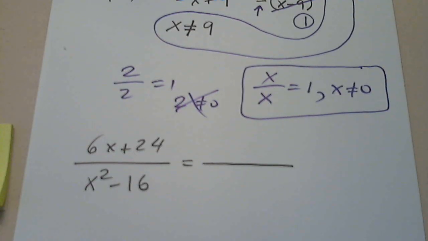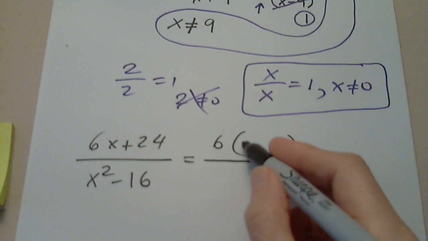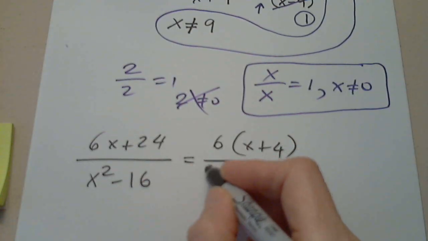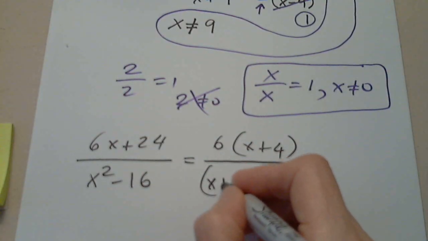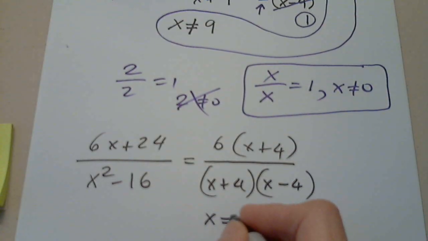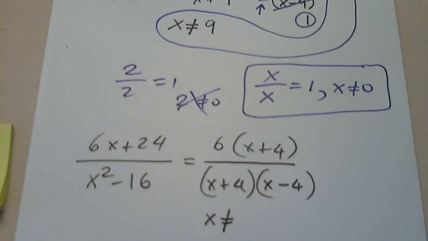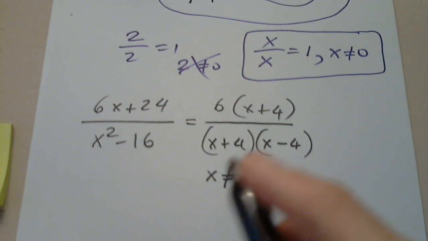Factor out 6. Indeed. What is left in parentheses? Plus 4. X plus 4, indeed. And now we have to factor completely the denominator. X plus 4, x minus 4. Very good. We don't touch anything before we state restrictions on x. Do not simplify, do not touch anything before you state the restrictions on x. X cannot be 4 or negative 4.